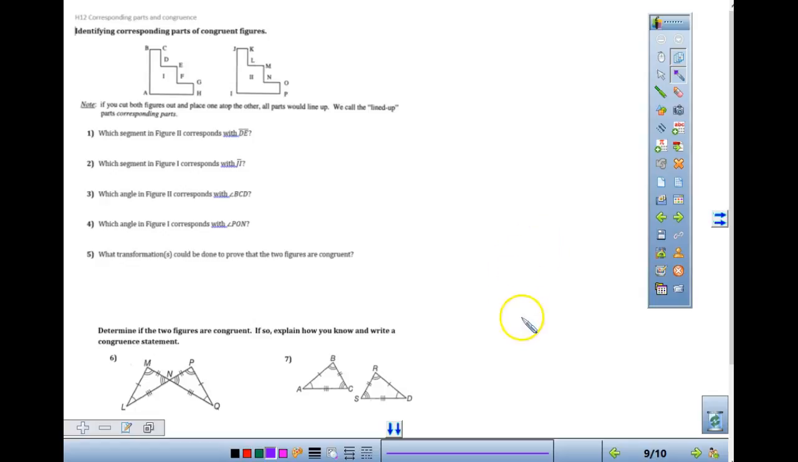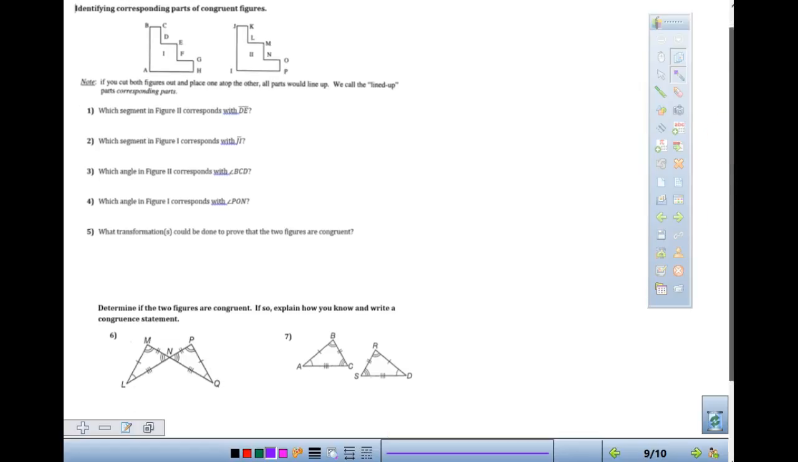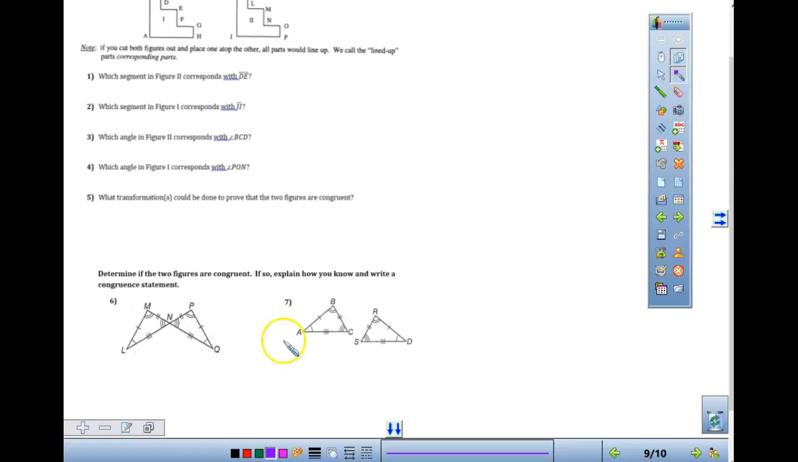Right, so we are on H12. Okay? 6 and 7 on the bottom of that page. What are these markings telling you? They are telling you what sides are the same length for the sides. They're telling you these angles are the same. Okay? So it says, if they are congruent, explain how you would write the congruent statement.